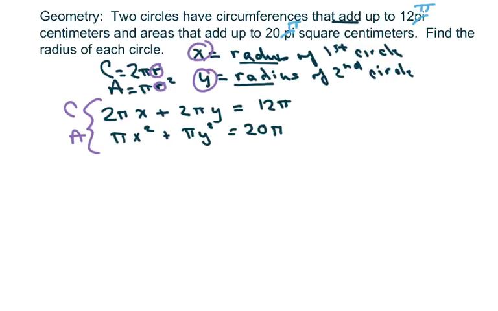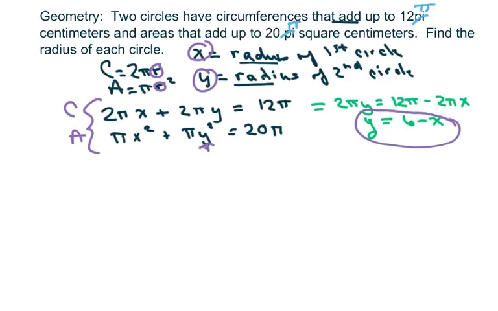Alright, so we're going to solve the first equation for y and substitute it into the second equation. If we set this up for y, we get 2 pi y equals 12 pi minus 2 pi x. We can divide everything by 2 pi, and we get y equals 6 minus x. And now I'm going to substitute this into my y right here and solve for x.